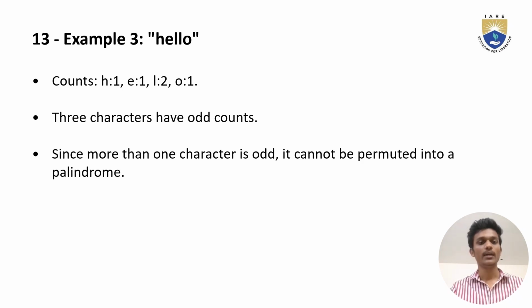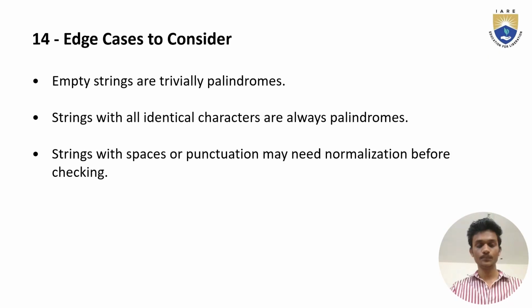Example 3. Hello. Counts. H equal to 1, E equal to 1, L equal to 2, O equal to 1. Three characters are odd counts. Since more than one character is odd, it cannot be permuted into a palindrome.